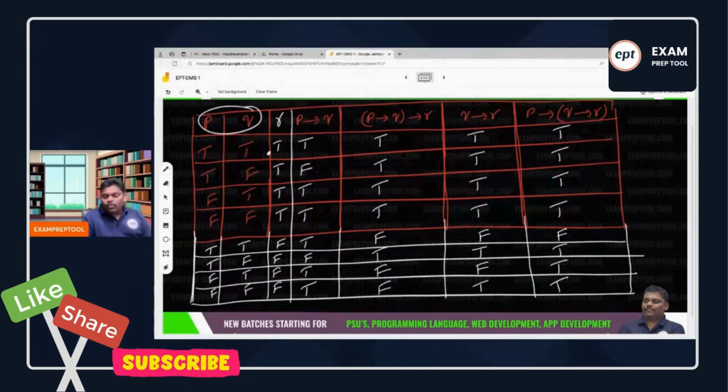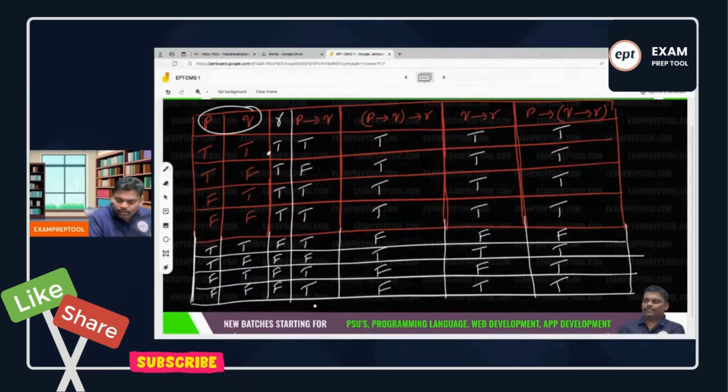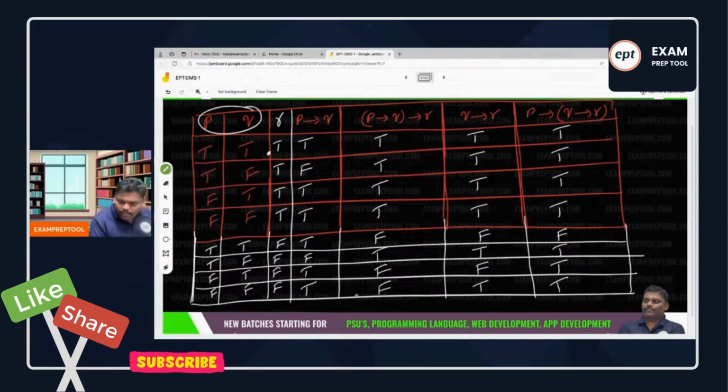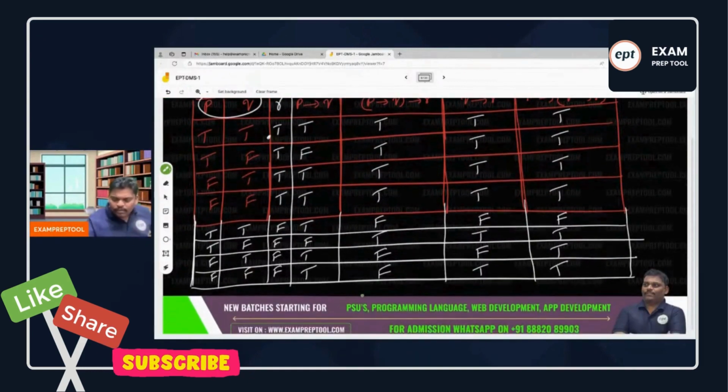So everyone knows drawing the table. Nothing special, I have not done anything here. Now listen, everyone. If anyone is having even a small confusion, now you will get clarity. Can everyone see this one?